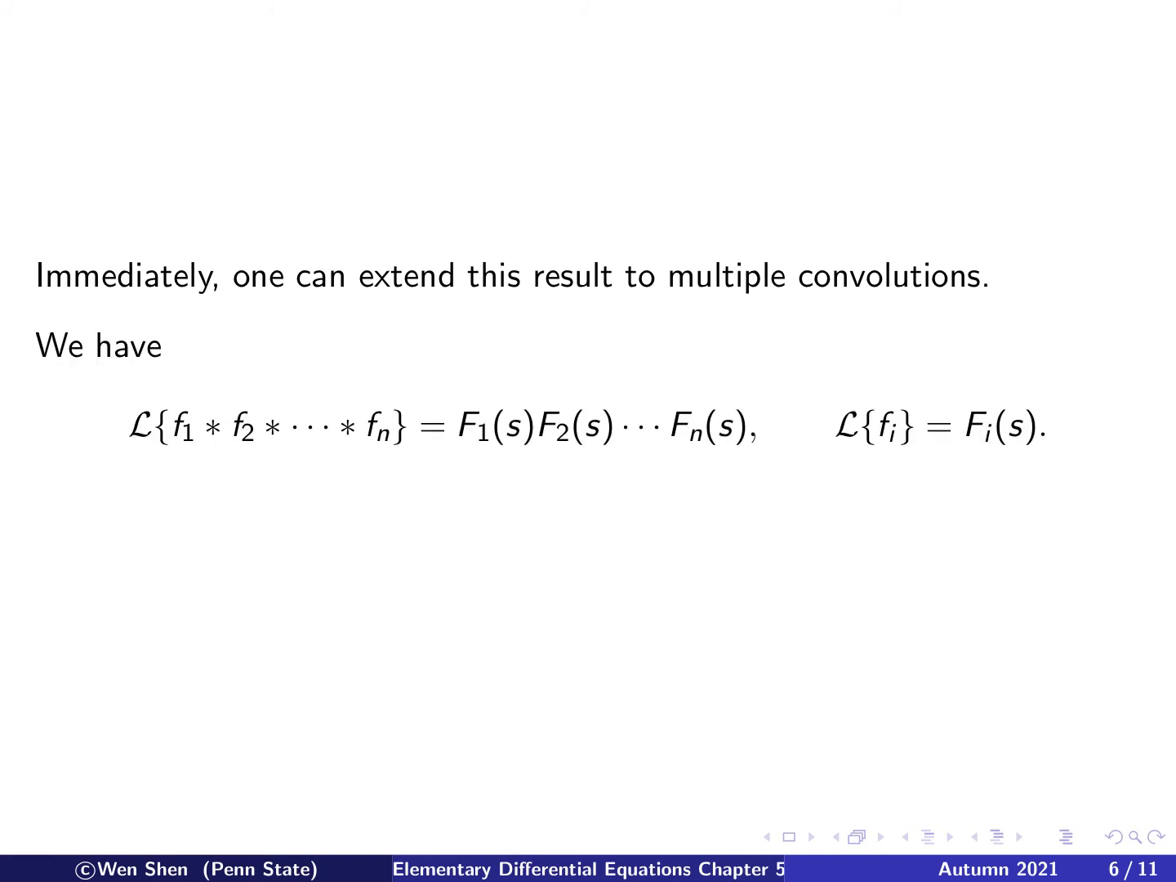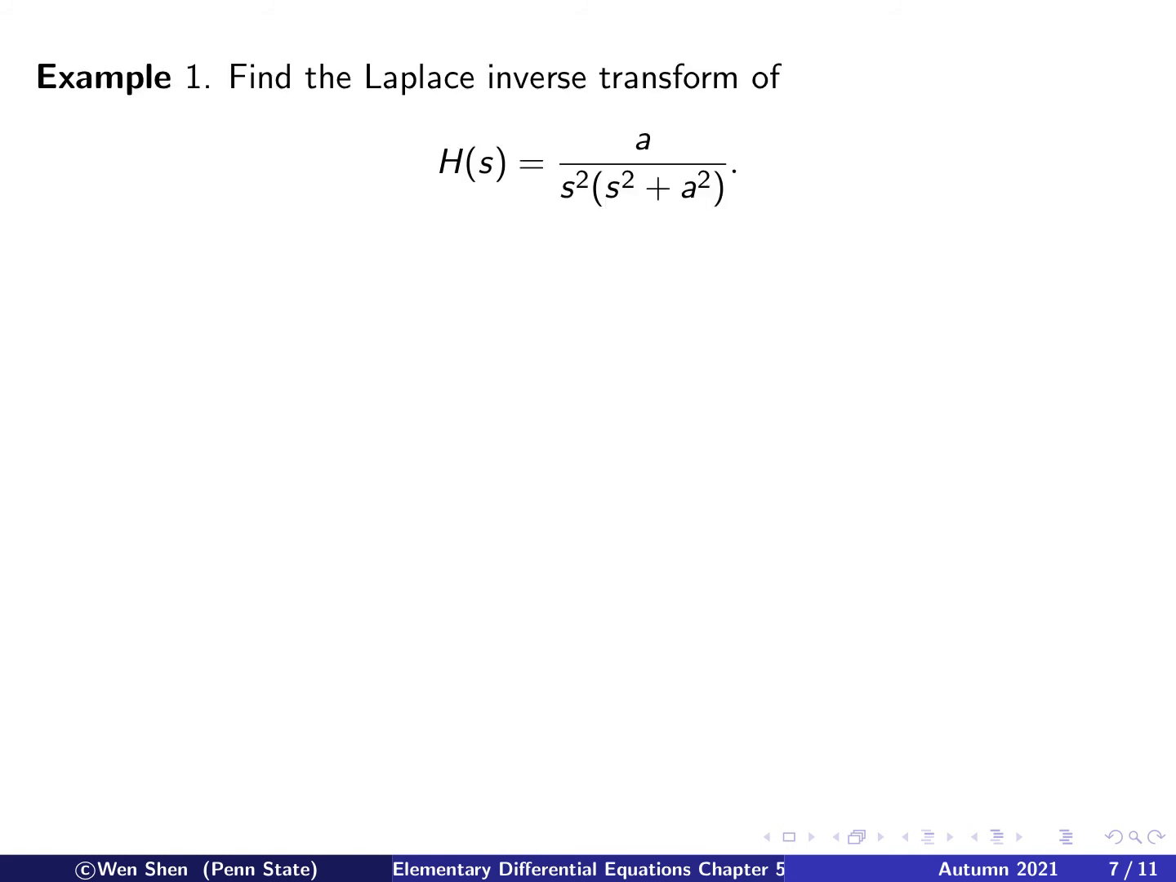So let's say we have n functions f1, f2 to fn, and their corresponding Laplace transforms are capital F1, capital F2, and capital Fn. Then the Laplace transform of the convolution of all these functions will equal the product of their transforms. So let's take an example of some straightforward application of the convolution theorem.